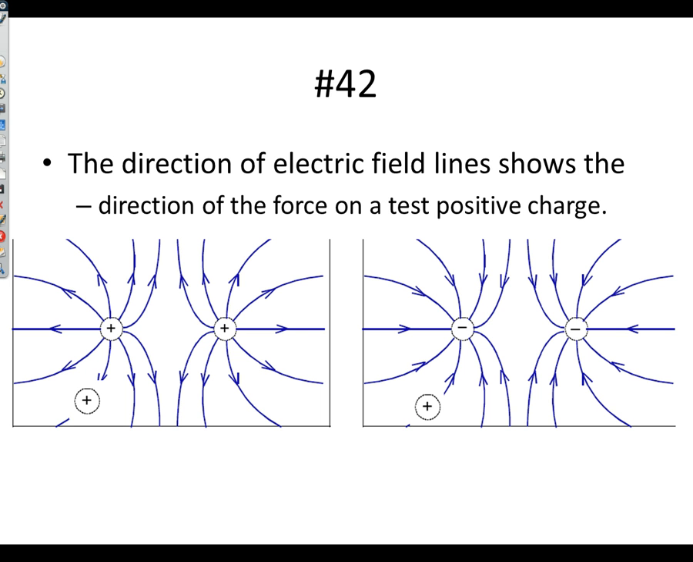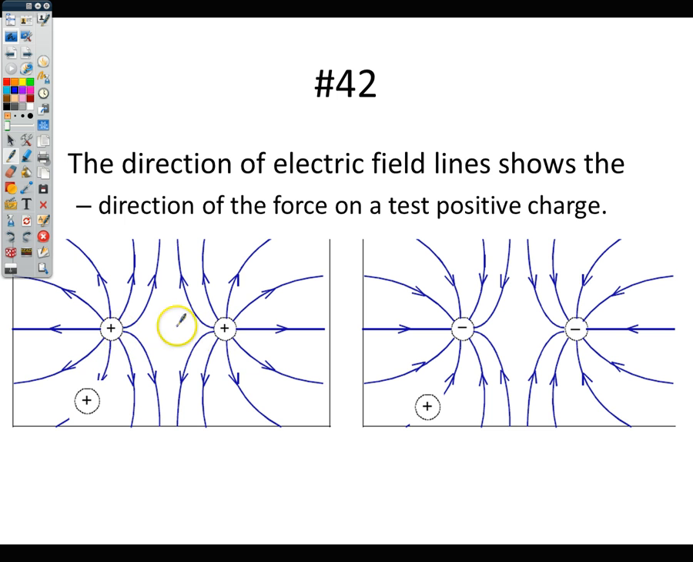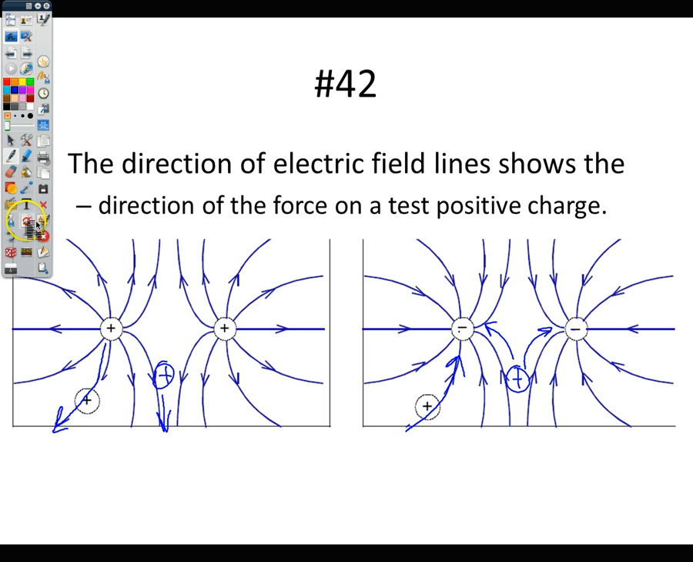For number 42, it says the direction of the electric field line shows the direction of the force on a test positive charge. So you'll notice here I've got a positive charge in a field with two positive charges, and that positive charge is getting pushed away from the positive charge. On the other diagram, the positive charge is going towards the negative charge. So it wouldn't matter really where I put this positive charge. This one would end up going this way. If I put the same positive charge in this field, it's either going to go to the right or to the left and stick to the negative charges. So that's what those electric field lines really do.